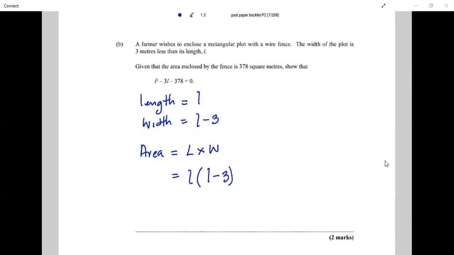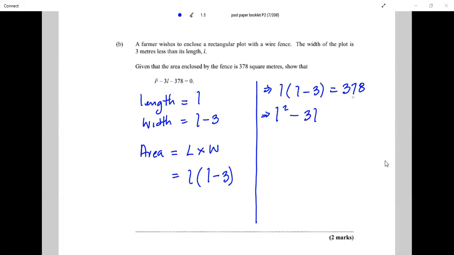We're also told that the area is equal to 378. So therefore, the area, which is L into L minus 3, is equal to 378. Next, I'm going to remove the bracket by applying distributive law. Distributive law says whatever is inside the bracket is multiplied by what is immediately outside the bracket. So L times L is L squared minus L times 3 is 3L, and positive 378 comes over and becomes minus 378, and this is equal to 0.